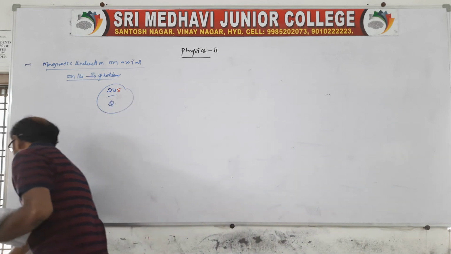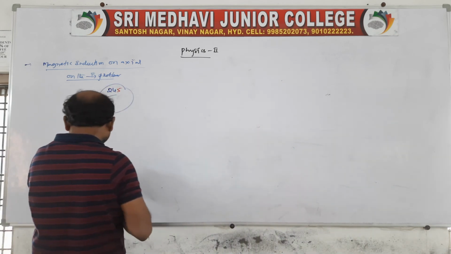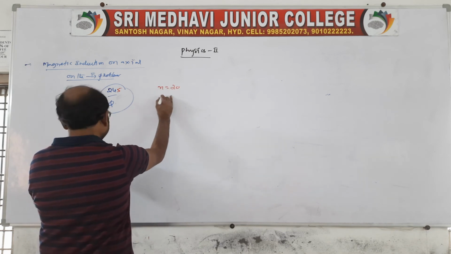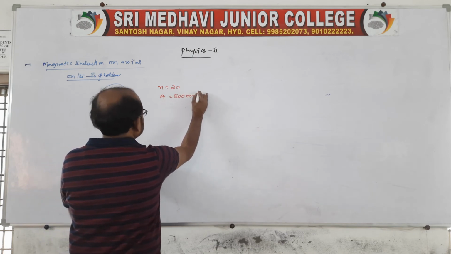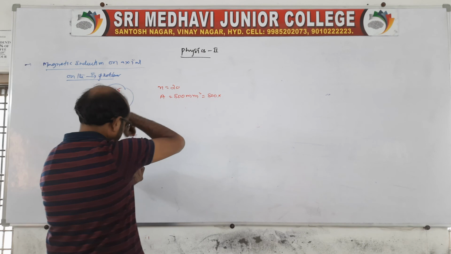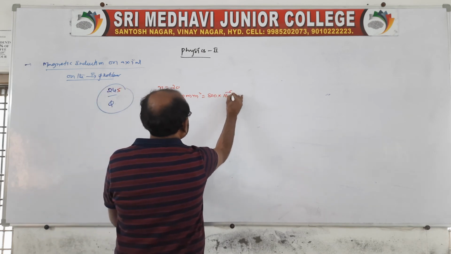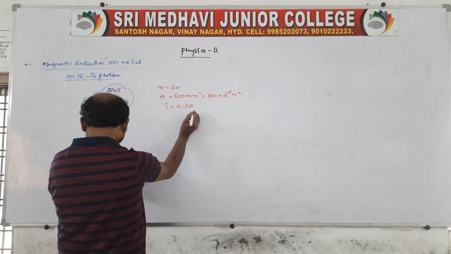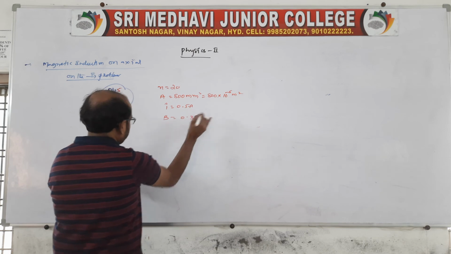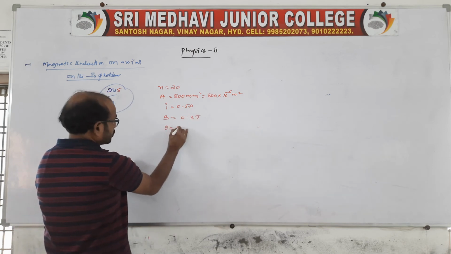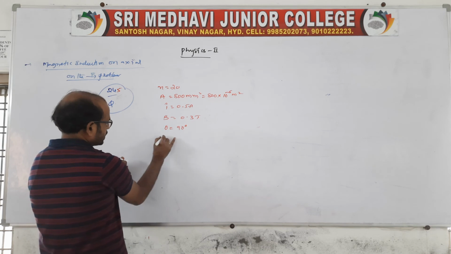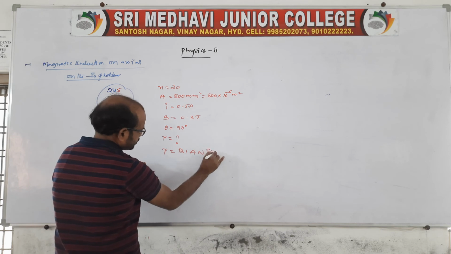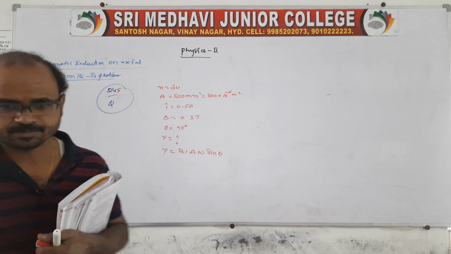The given data first you write. Look at the given data here. Number of turns is given, 20. Area of the coil is given, 800 mm square, so 800 into 10 power minus 6 meter square. Current is 0.5 ampere. Tesla is given, and the plane of the coil is parallel, so that is theta 90. Then he is asking torque. So we know BIAN sin theta. Better you substitute all these values and get the answer.